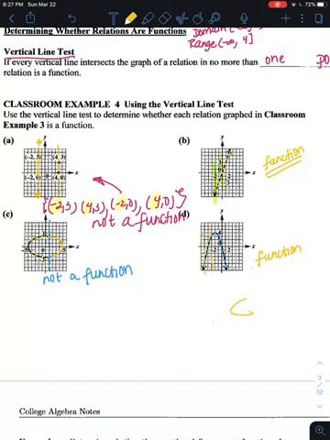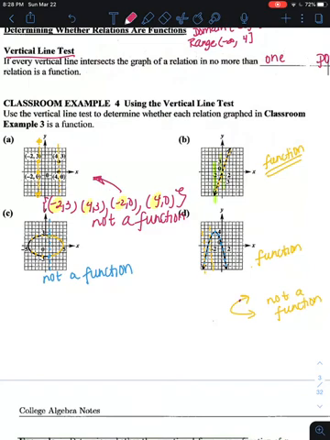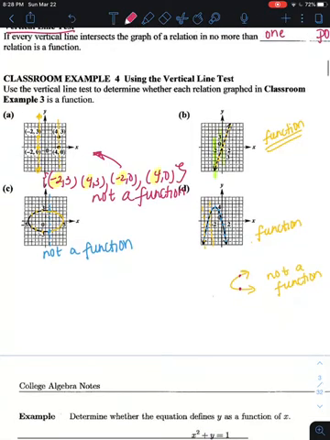If I had a sideways parabola, let me just draw another example. This would not be a function, right, because you have points that overlap. I can hit a point here and here. So that would be not a function. Hopefully that extra example will help.